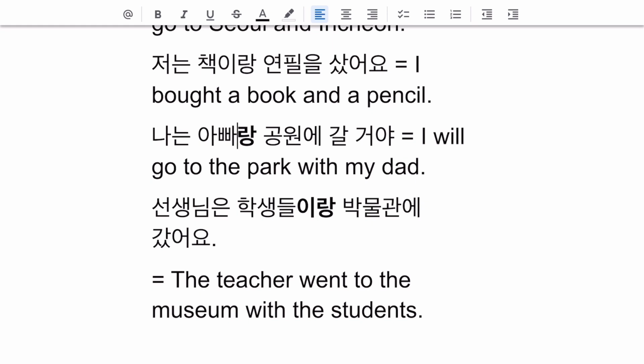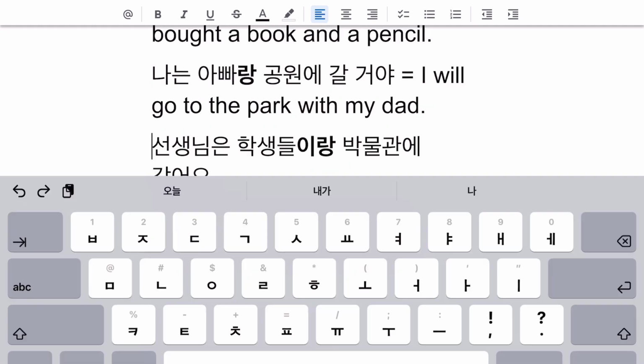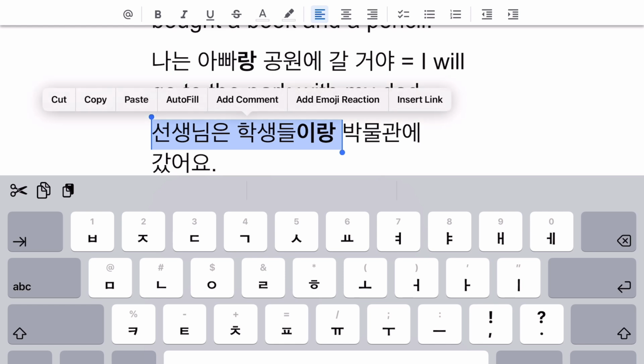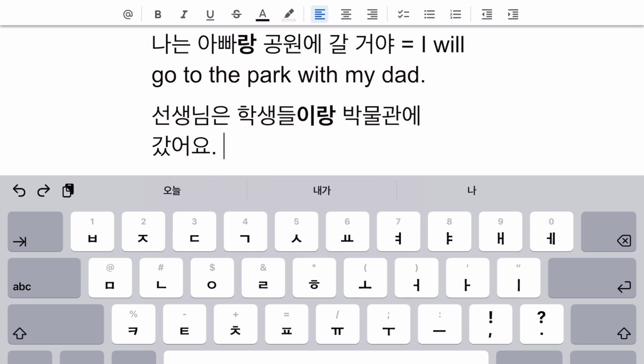And then 선생님은 학생들이랑 박물관에 갔어요. Okay? See how everything concerning the people in the sentence is at the front. 선생님은 학생들. Now, 들 is another particle that is used to make things plural. You do not have to add it, but you can. So, 친구, friend, 친구들, friends, right? 사람, person, 사람들, people. But you don't have to do that because 사람 can also mean people on its own. 친구 could also indicate more than one friend because there's not really plurals in Korean, but you can use 들. You don't have to, but you can.